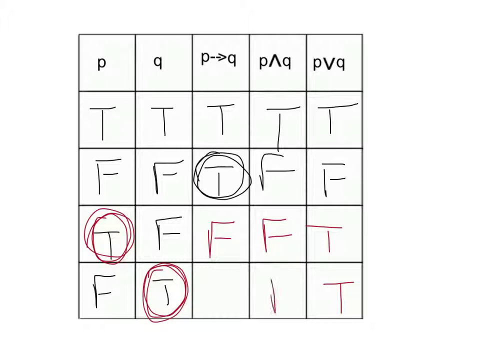But P and Q false. If this is true, then this is true. Well, the first part's not true, so that has to be false as well. Clear as mud, right? If you have any questions, it's just about practicing and working through logical statements.